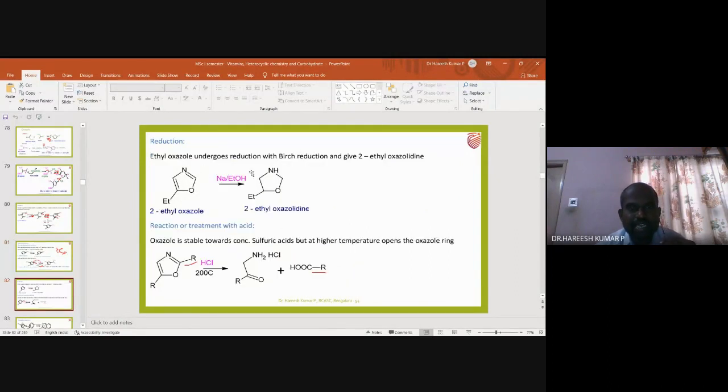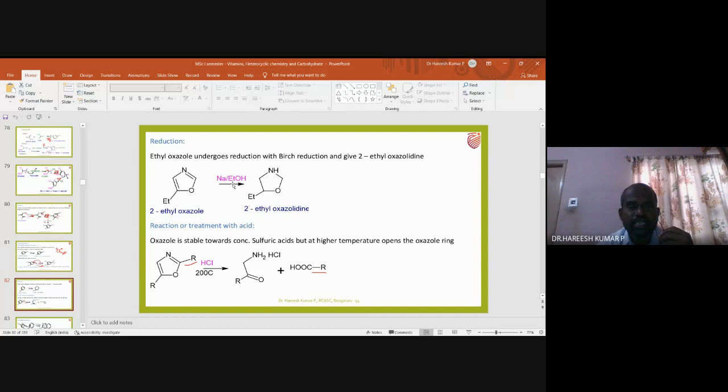In the next slide, I am taking the reduction. You know what reduction is: addition of electron, addition of hydrogen, removal of oxygen is called reduction. Suppose oxazole is subjected to reduction. You know that this is one double bond, this is another double bond. Both the double bonds present in the oxazole are reduced.